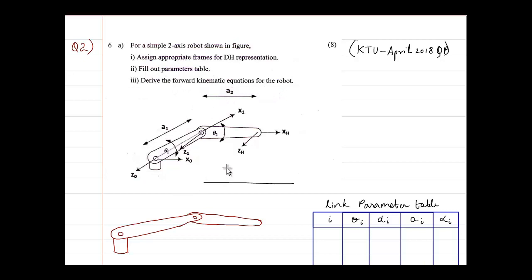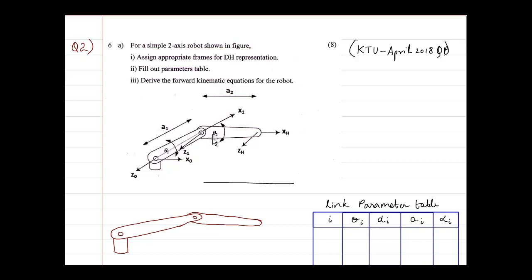So they have given the robot, and they have given the various lengths involved in the robot. They have also given theta 1 and theta 2, which are basically the joint variables. So there are two kinds of joint here. One is the first joint, which is actually a revolute joint. The second one is also a revolute joint. The third that they have shown is basically the end effector portion, which they have referred to as H. Maybe it means hand.